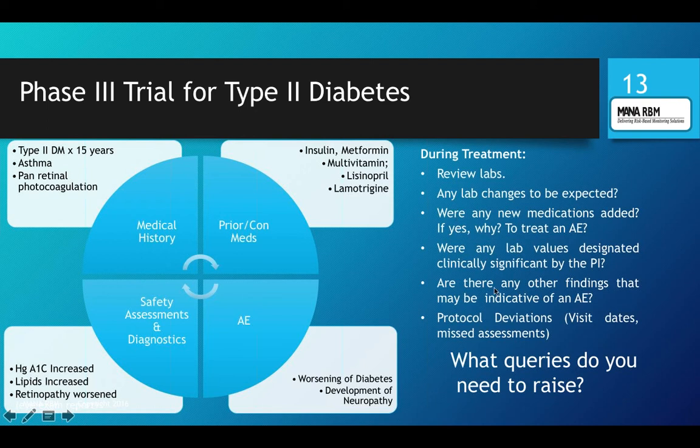So what else do you want to look at in your source data review? Like we said, we want to look at the labs. Are there any lab changes to be expected? Are there any new medications? Were the lab values designated as clinically significant? And we're going to go into labs a little bit more so that you can get a little more detail. And are there any findings that are indicative of an AE, as well as are there any protocol deviations? So this is what you are going to be doing as part of your source data review.